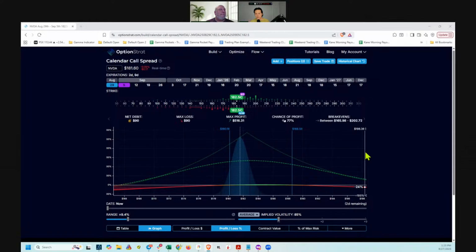Yeah, 60%. Look at this max profit versus this max loss. $516 versus $90 max loss. So that is 600% potentially. Obviously, you would have to stick it right in the middle, but there's that potential. So the reward to risk here is a lot better.